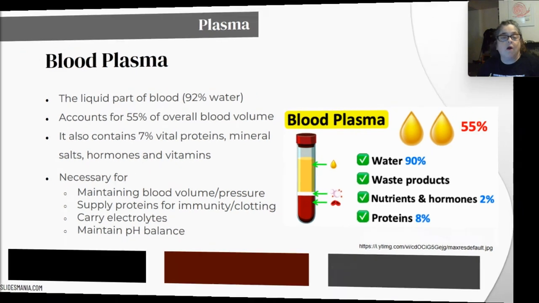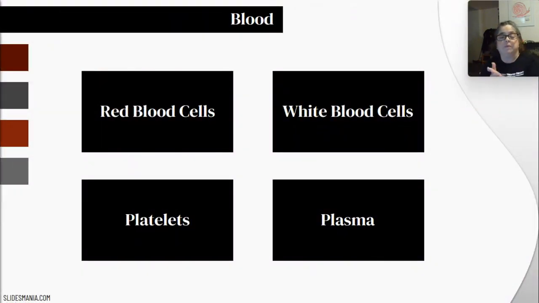So those are the four key parts of blood: red blood cells, white blood cells, platelets, and plasma. All of them have their own individual roles, and all of them are vitally important. Depending on what is needed and how it's needed, they can get separated out from each other as needed.